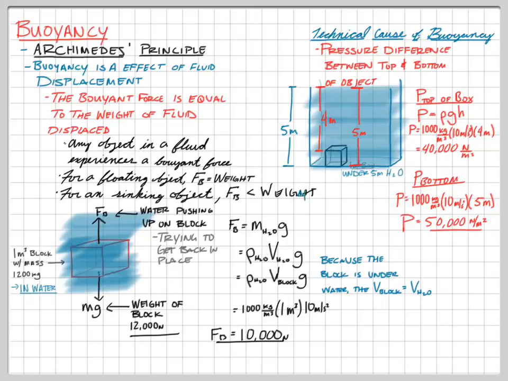The difference between the top and the bottom is 10,000 pascals. And so if we look at that per square meter, for every square meter, we get 10,000 newtons. But that's the technical cause of buoyancy. If we understand Archimedes' principle, I feel like we're in a good place.